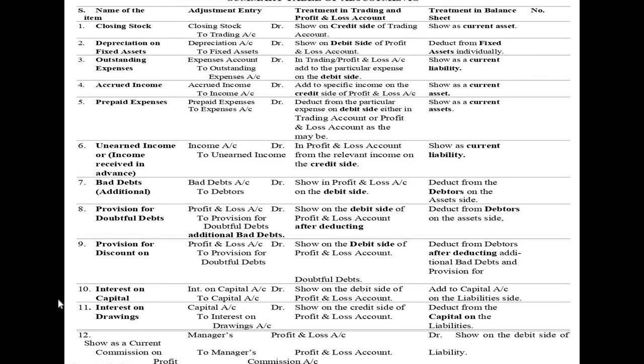If the net existing provision is in excess of required provision for bad debts, the excess should be credited back to the profit and loss account.